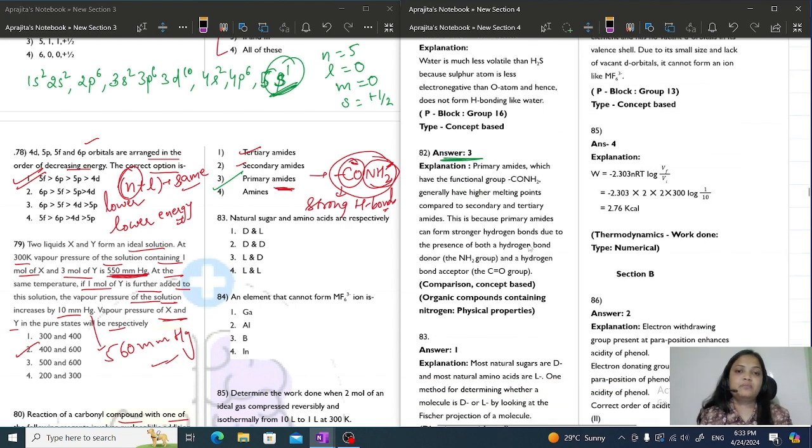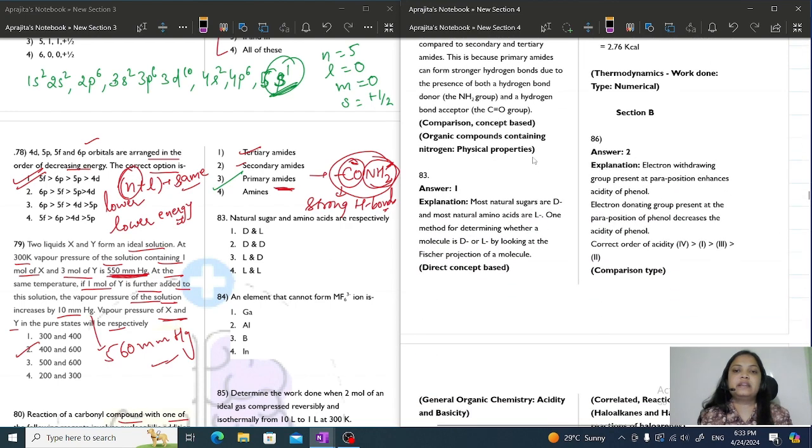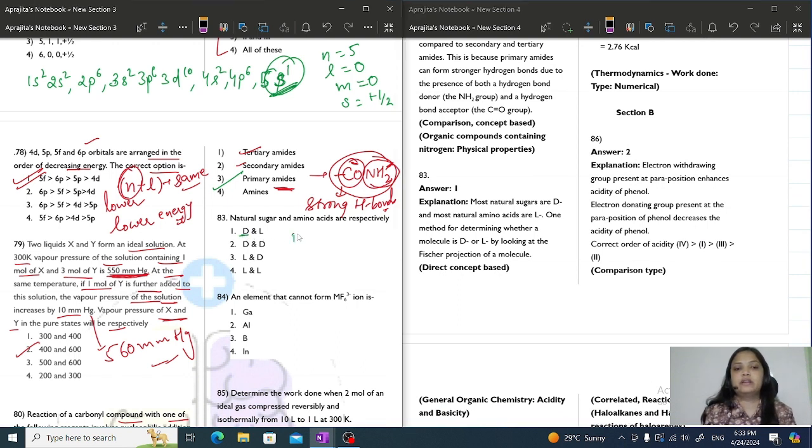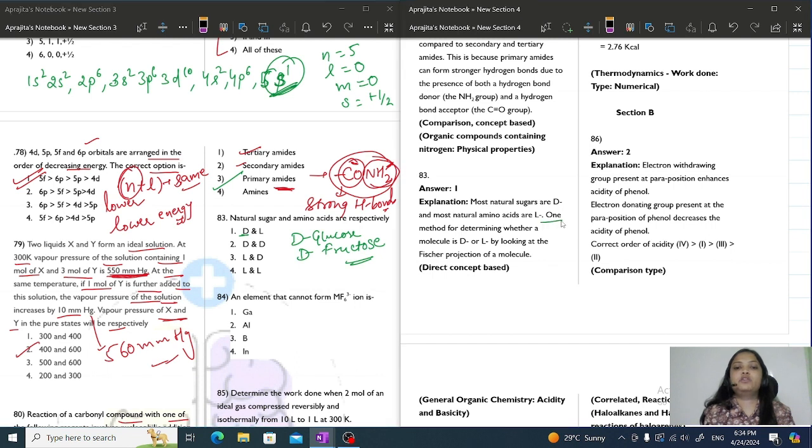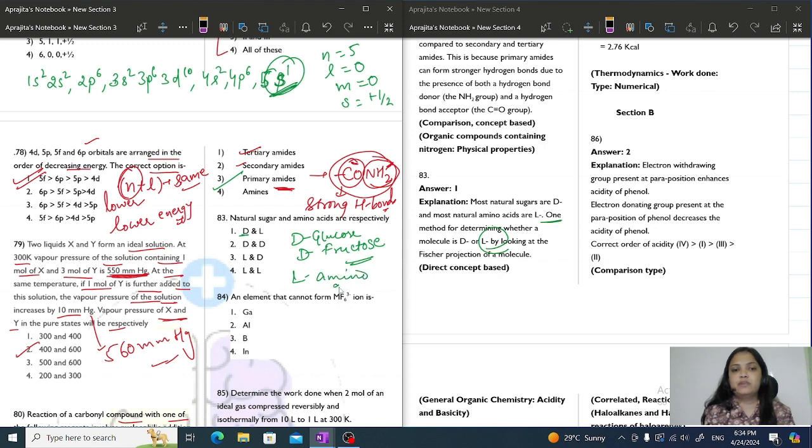Natural sugar and amino acids are respectively D and L. So we know that mostly the natural sugars are dextrorotatory, like D-glucose, D-fructose and all of that. So they have D configuration, and the amino acids actually have L, levorotatory. So L amino acids are there. D amino acids are not found in nature, they are very rare. So L amino acids are there, they are levorotatory.